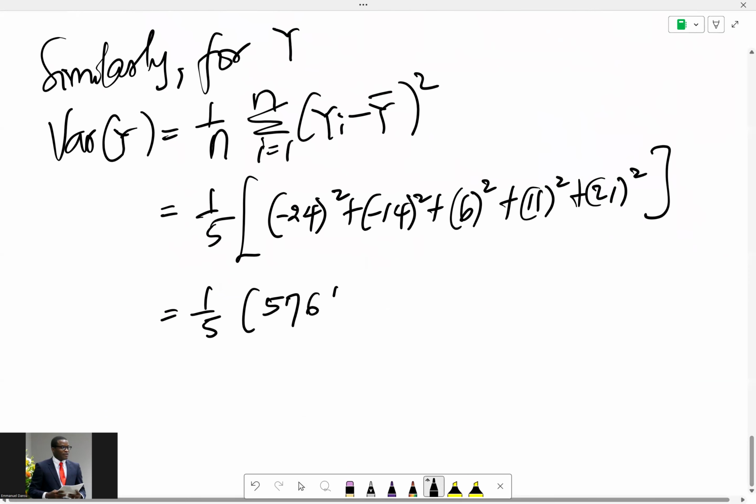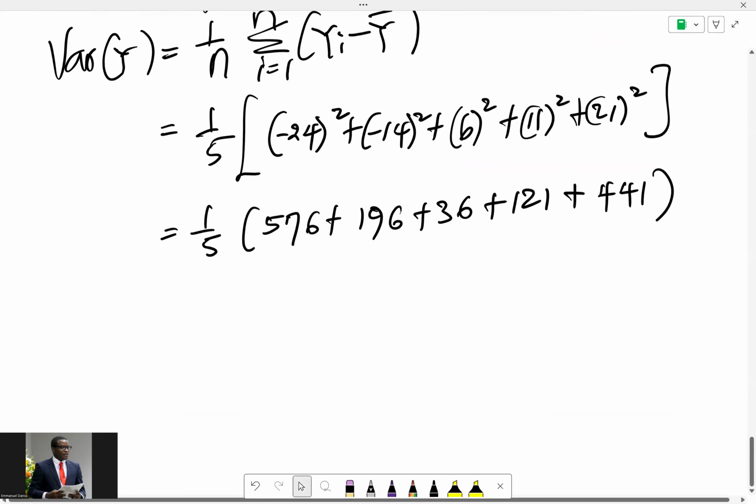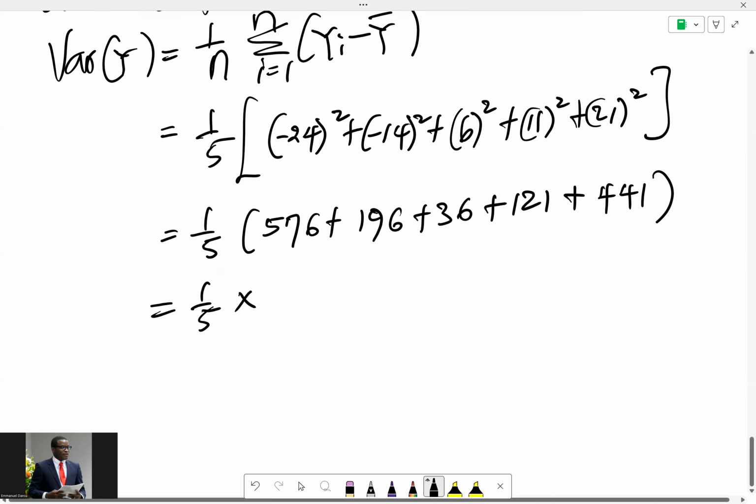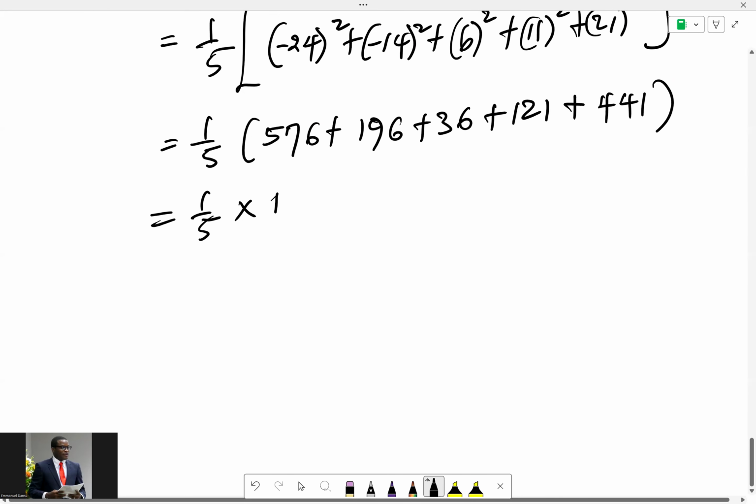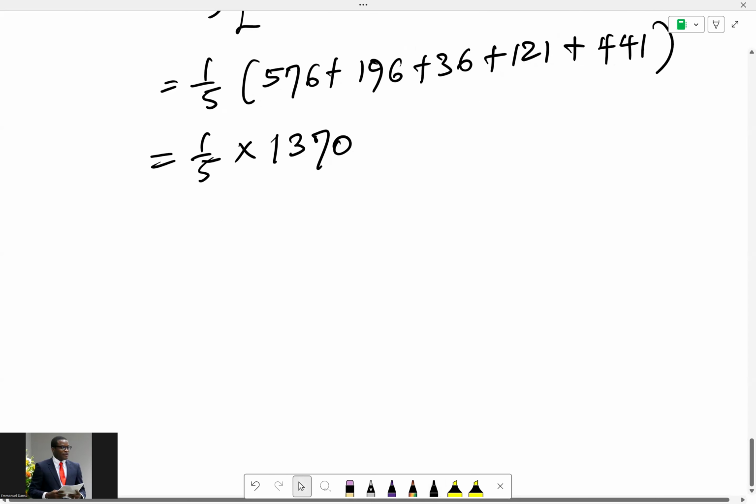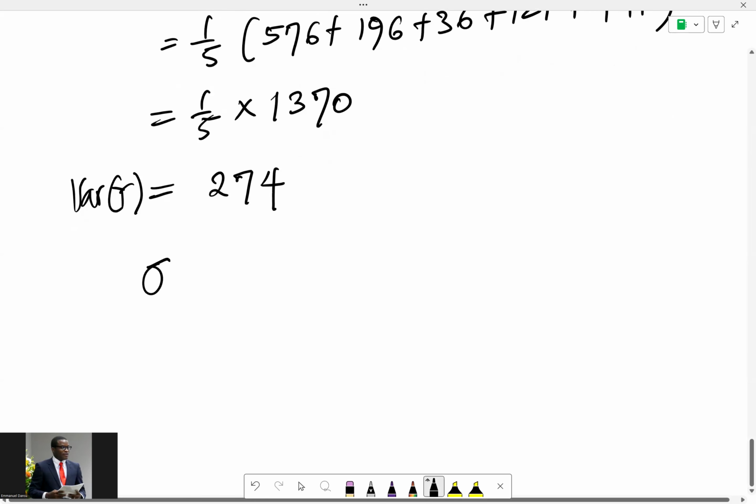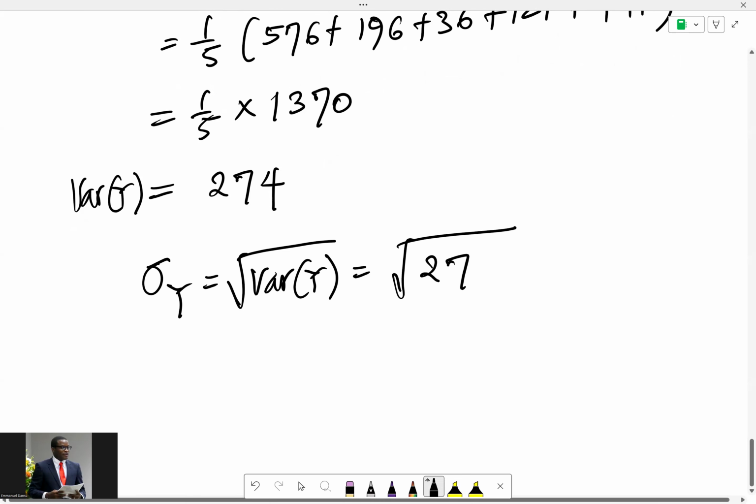Minus 24 squared is 576, 14 squared is 196, 6 squared is 36, 11 squared is 121, 21 squared is 441. And then we have 1/5 multiplied by, if you add everything together, you should get 1370. And then if you divide that, you have 274. Okay, so that is the variance of y. So the standard deviation of y would simply be the square root of the variance of y. That is square root of 274, which is approximately 16.55.